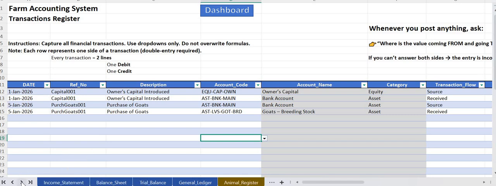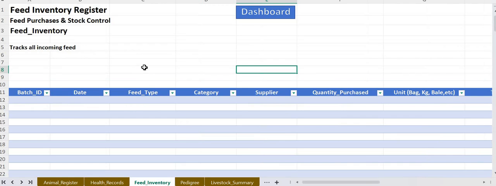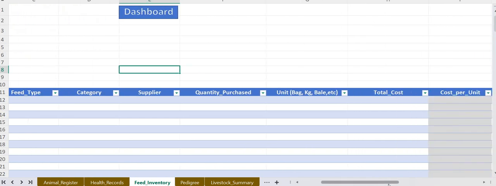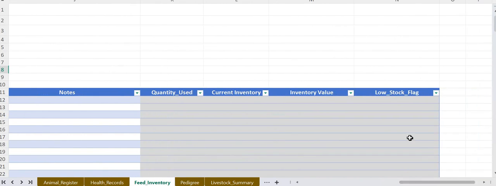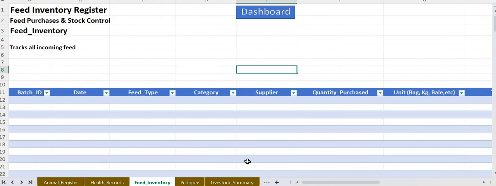Now you will see when we go to the feed inventory register, this is basically the feed purchase and stock control register. This will track all incoming feed as well as outgoing feed through consumption, so that the system eventually can give us the low stock flag or warning if stock becomes low. We will see all that in action.